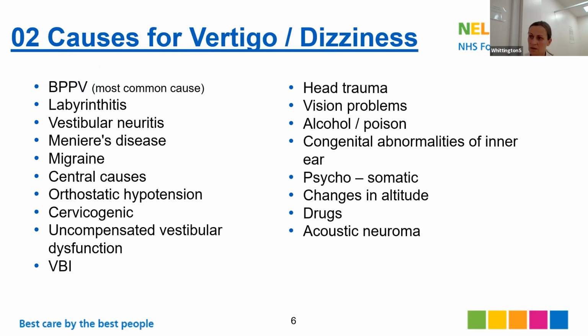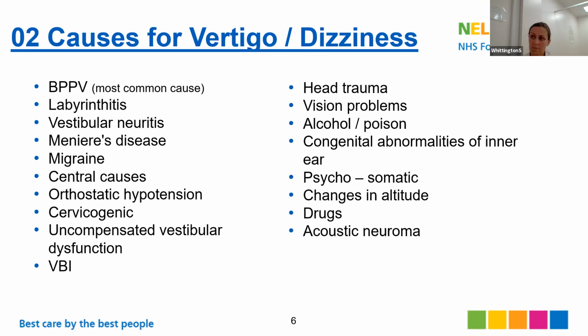On the left-hand side is probably what we see mostly in our clinics. One of the most common causes is BPPV, which we're going to talk about in more detail in a minute. Then we've got labyrinthitis and vestibular neuritis, which is basically an infection of the inner ear or the vestibular nerve. Then we've got Meniere's disease, which is an autoimmune problem, and migraine that can be associated with dizziness. There can be central causes like stroke, MS, blood pressure problems. So low blood pressure obviously can make people dizzy, and so can high blood pressure.